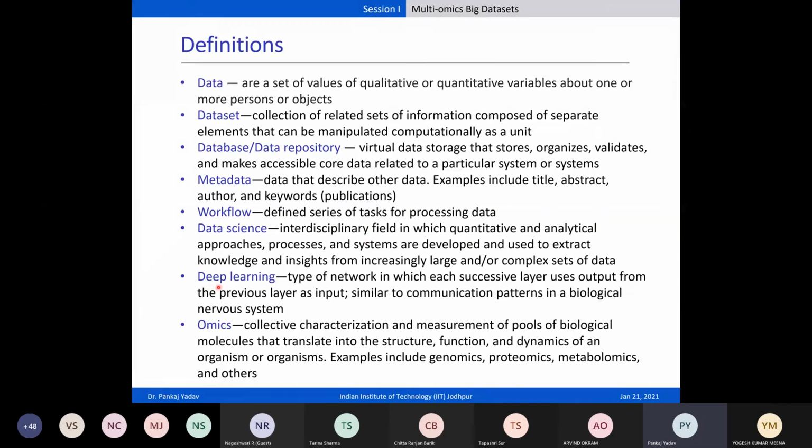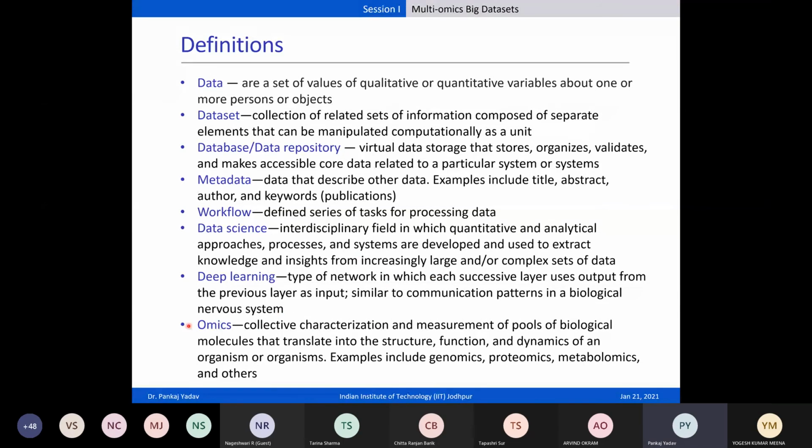All right. Deep learning is also something most of us are probably aware of, but I still want to quickly tell you that it is a type of network in which each successive layer uses output from the previous layer. It is inspired by biological neural networks and is similar to communication patterns in the biological nervous system, where we have different layers and signals are passed from one layer to another.